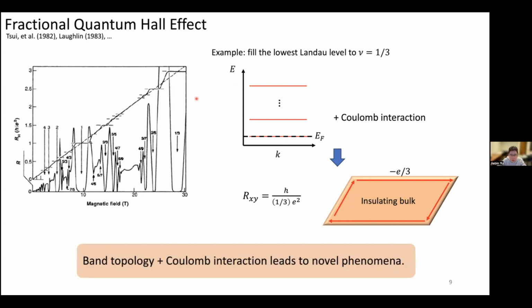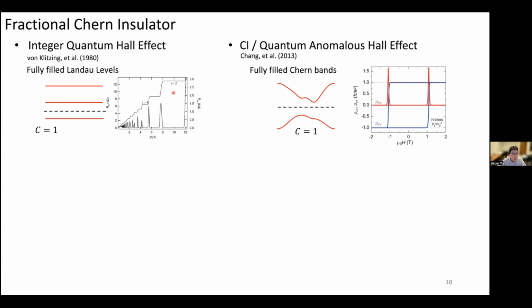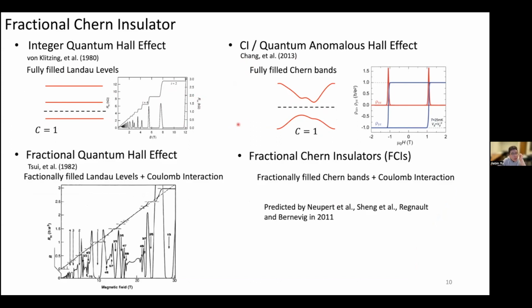What is new? The new thing is the zero magnetic field analog of this effect. So as I mentioned before, the zero magnetic field analog of integer quantum Hall effect has been predicted and discovered, which is a Chern insulator. So the idea is to replace the fully filled Landau levels by fully filled Chern bands, which come from the spontaneous magnetization. The zero magnetic field analog of fractional quantum Hall effect is the fractional Chern insulator. So basically, it's given by the combination of fractionally filled Chern bands and Coulomb interaction, as predicted by these people more than 10 years ago.